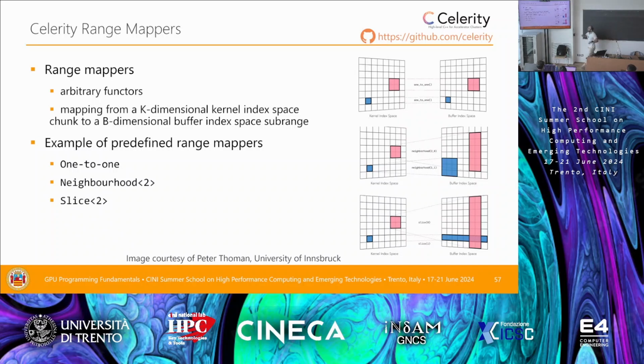Then we have the slice range mapper, which is the one we use in matrix multiplication, for instance. So what do we do? For this element, we need this row and this column, right? In this case, we have a specific range mapper called slice, but you can implement your own. And this is all you need to tell Celerity to perform the right data movement.